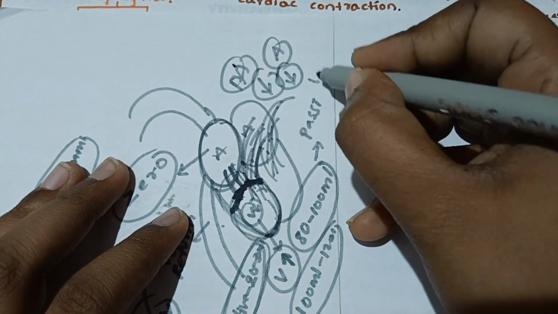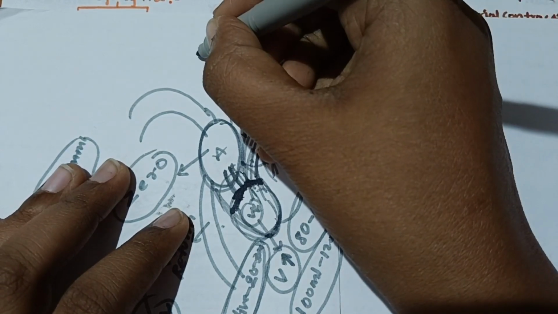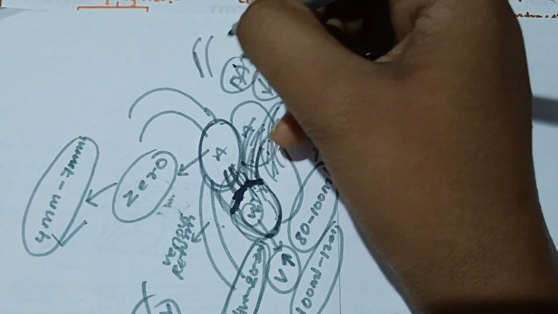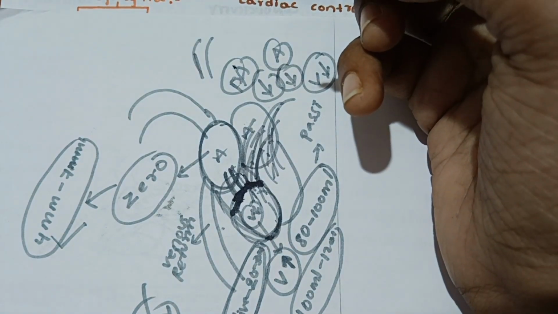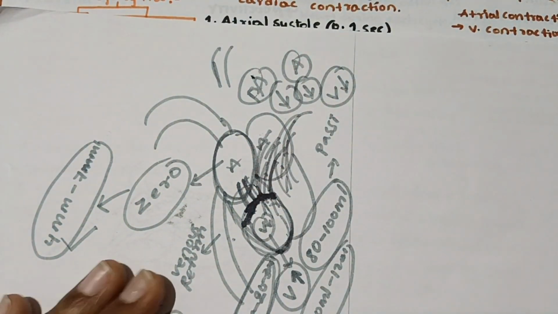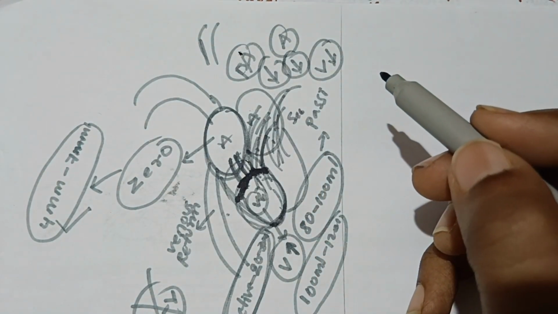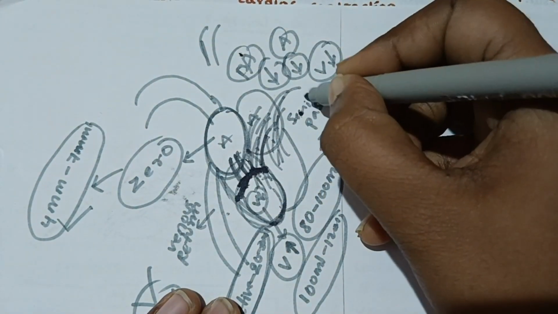Now the ventricular pressure is decreased. Now where is the pressure more? In the aorta and the pulmonary artery, right? In order to prevent the backflow into the ventricle, the semilunar valves are closed. What are the semilunar valves? Okay, the semilunar valves are closed.